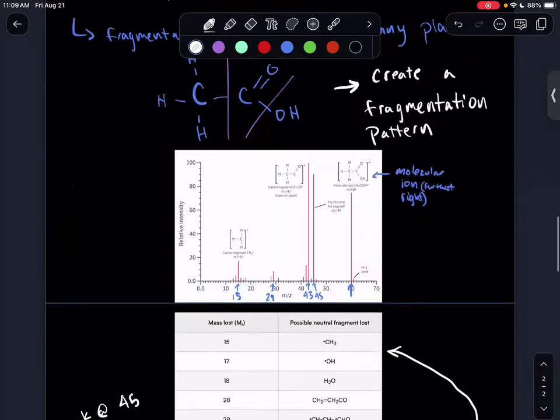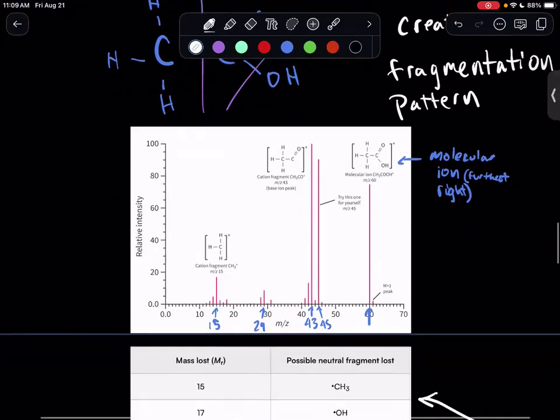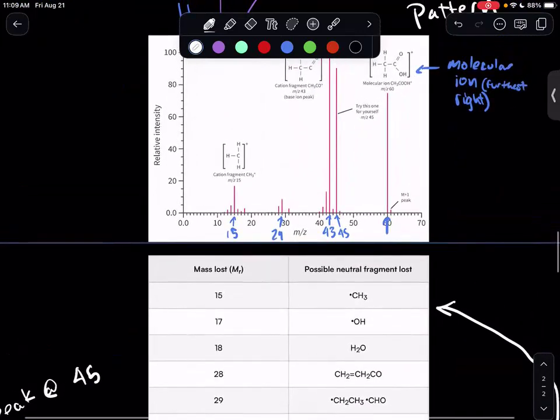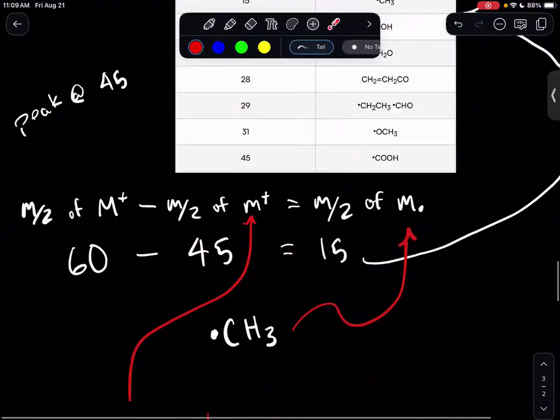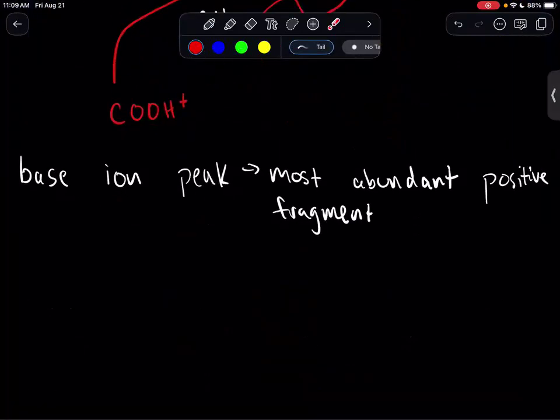So if we look up here, our most abundant positive fragment is our cation fragment of CH3CO+. So we've lost OH. You'll notice here at 17, so we're looking for the peak at 17, that one representing the other portion of it, being the lowest because the base, the highest peak, is the other one. So what this basically means is we can analyze fragments to determine unknown compounds.